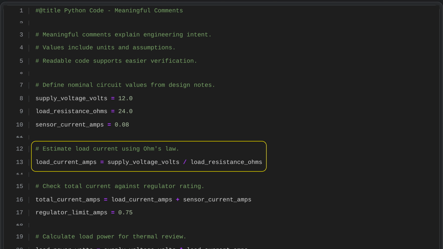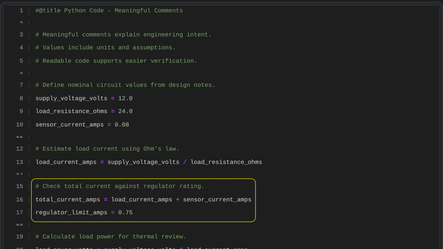Use Ohm's law to estimate the load current by dividing the supply voltage by the load resistance. The result gives the current in amperes flowing through the load under the given conditions. Add the load current and sensor current to find the total current in the circuit. Then compare that total with the regulator's limit of 0.75 amps to make sure the circuit stays within the regulator's safe operating capacity.